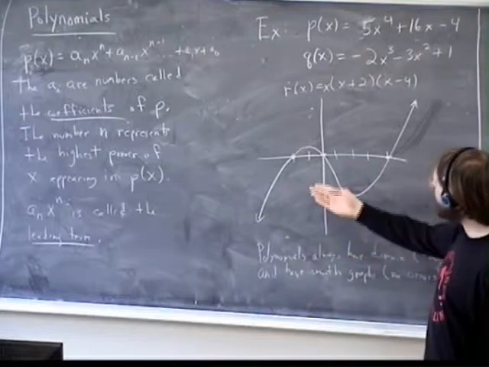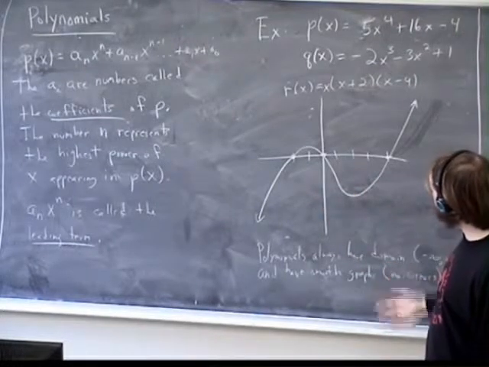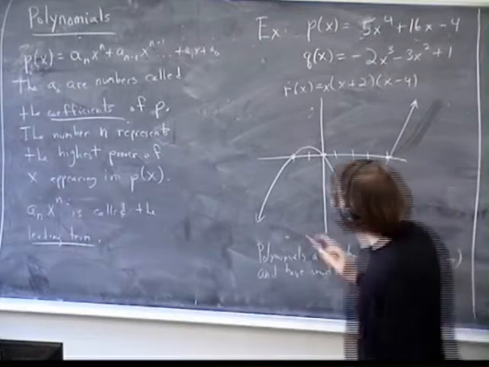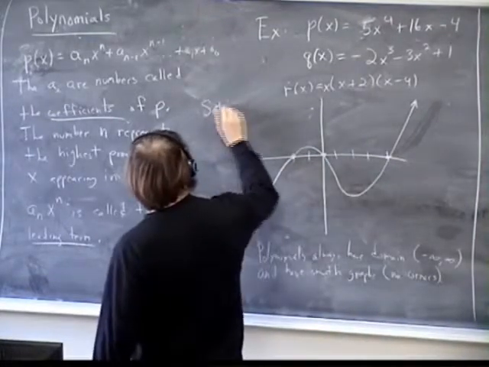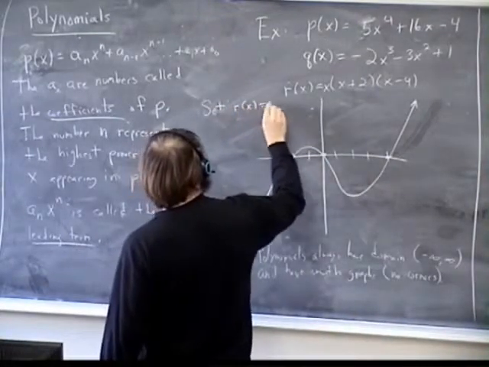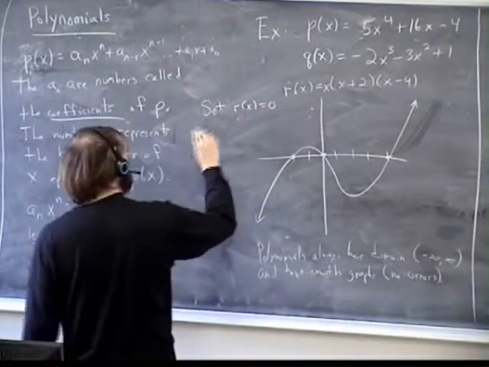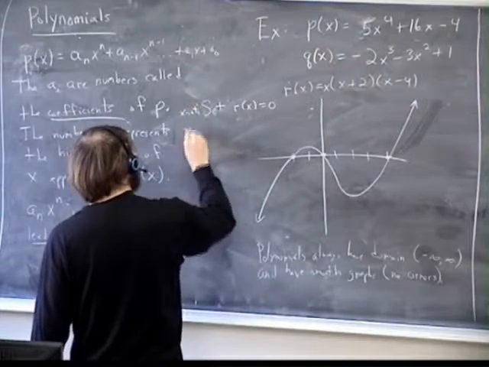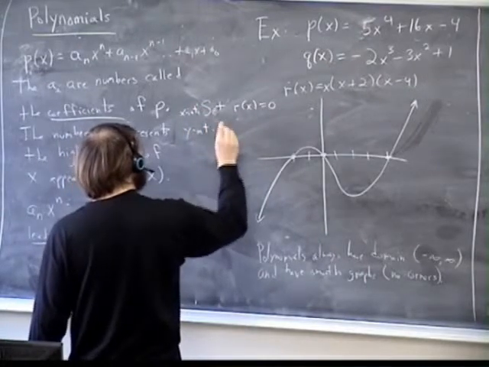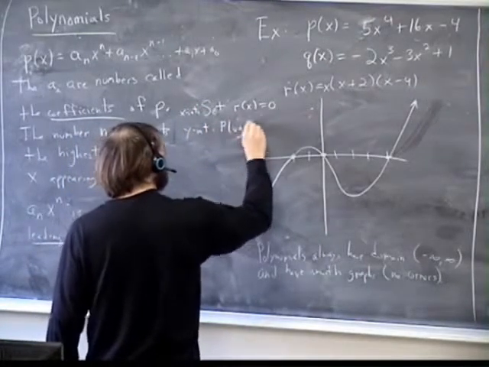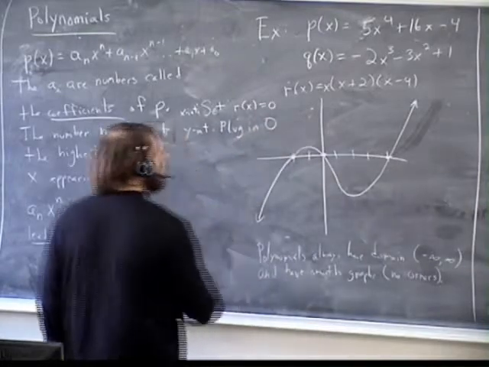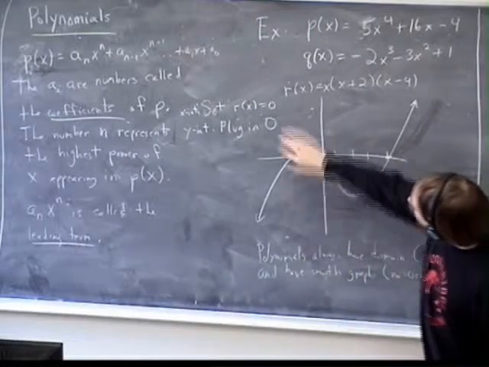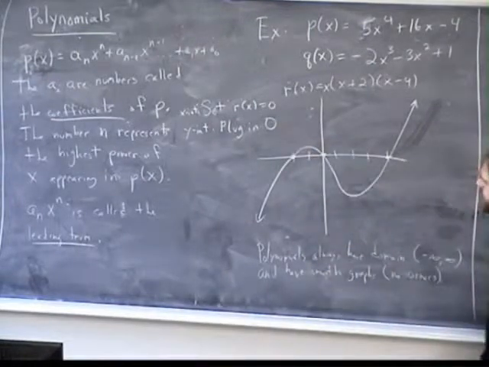So we know how to graph x and y-intercepts. You find them the same way. You set r of x equal to 0 to find the x-intercepts. And to find the y-intercepts, you plug in 0. So that's the same. Actually, this is true for any function. This is how you find the x and y-intercepts.